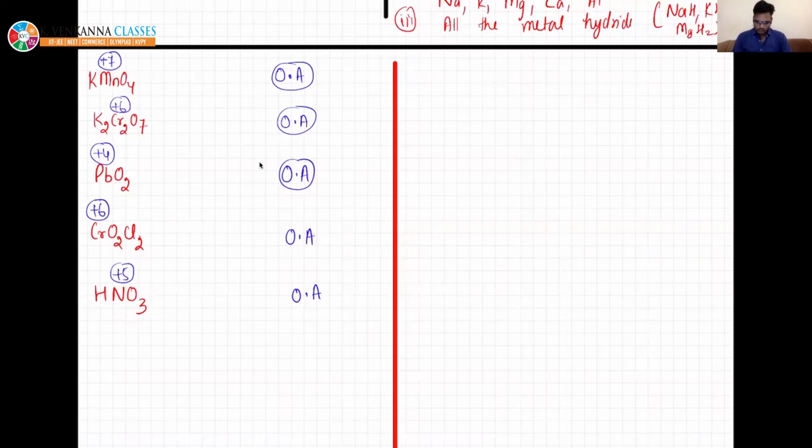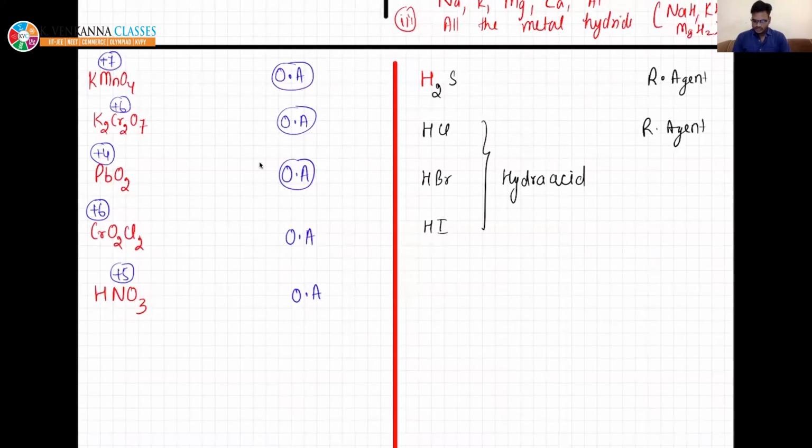If you want to write some good reducing agents: H2S, right? This is H2S, or all metals I have already written, or HCl, HBr, HI, all these hydracids. These are hydracids, they contain hydrogen and behave as acids. These all will behave as reducing agents. If you see in any reaction, they will try to decrease the oxidation number of others. This is also a reducing agent. H2S, this thing.